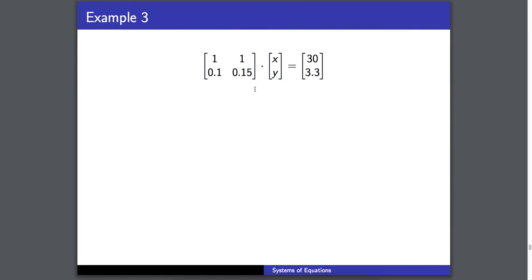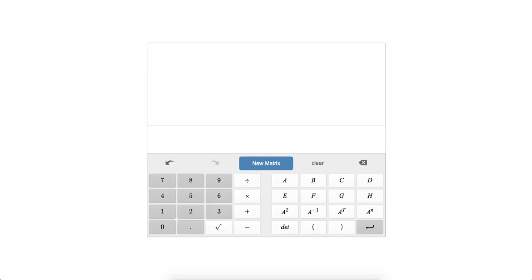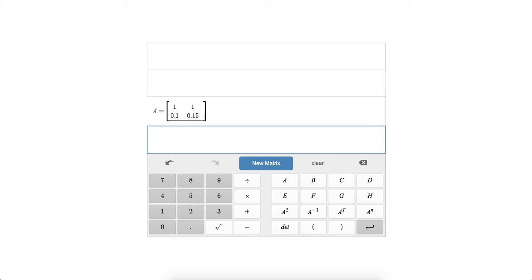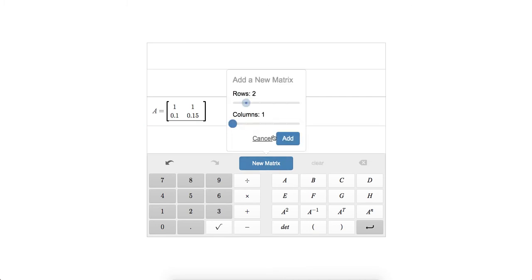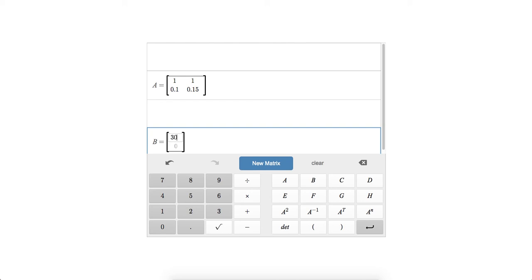All right, so let's enter this into Desmos and see what we get. So we're going to do a new matrix. It's going to be 2 rows, 2 columns, and it's a 1, a 1, 0.1, and a 0.15. Whoop, way off. All right. And then matrix B was 2 by 1. And we had 30, and we had 3.3. Now, just to illustrate that we don't need to do the calculation separately, we can actually type it in as 30 times 0.11.